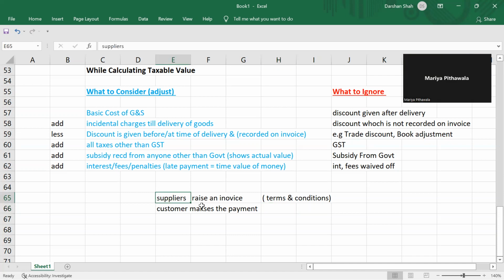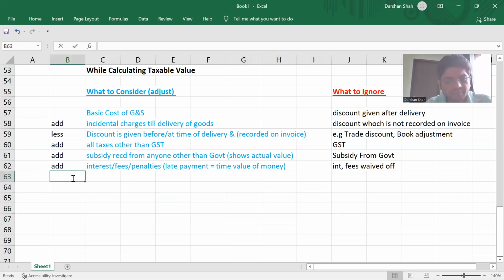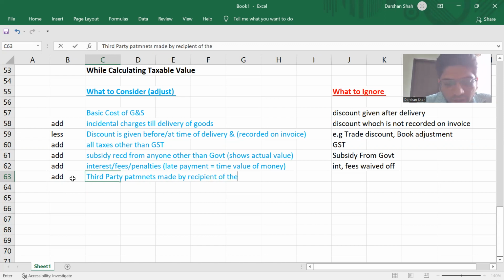Okay. And the last is a bit tricky to understand. So I'll write it down first, and then you guys see if you are understanding it or not. This has been included by the government so that people do not evade taxes. Third party payments made by recipient of the goods. This is a bit important to understand, guys. This is a good clause that the government has inserted in the concept of taxable value, so that there is no evasion of tax.